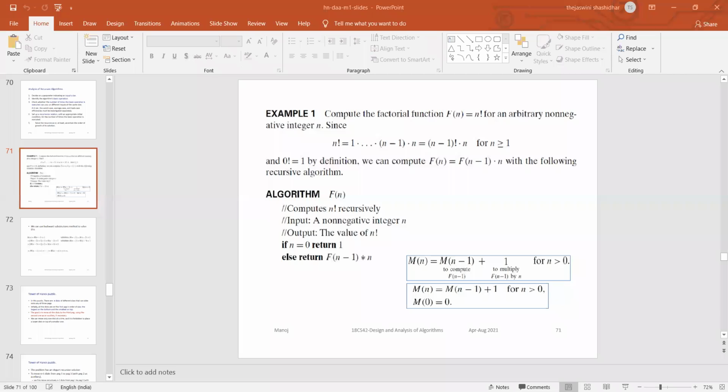Are you people there? To multiply f of n minus 1 by n. Sorry, that can't be the answer.